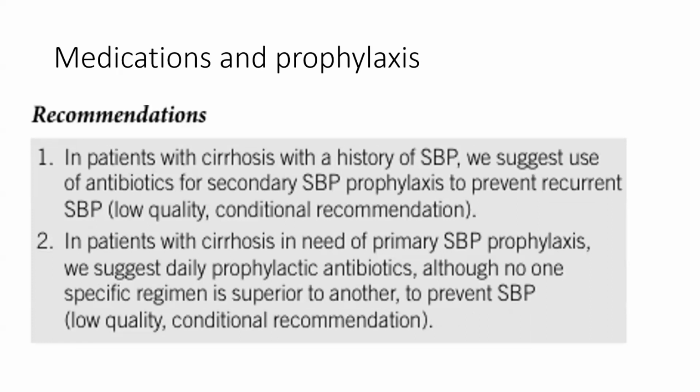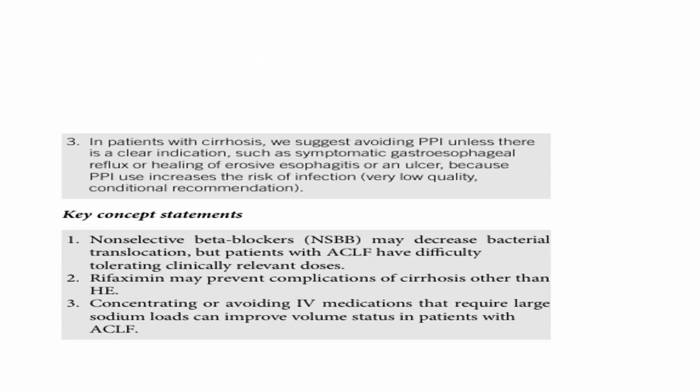In patients with cirrhosis with a history of SBP, we suggest the use of antibiotics for secondary SBP prophylaxis to prevent recurrent SBP. In patients with cirrhosis in need of primary SBP prophylaxis, we suggest daily prophylactic antibiotics, although no one specific regimen is superior to another to prevent SBP. In patients with cirrhosis, we suggest avoiding PPI unless there is a clear indication, such as symptomatic gastroesophageal reflux or healing of erosive esophagitis or ulcer, because PPI use increases the risk of infection.